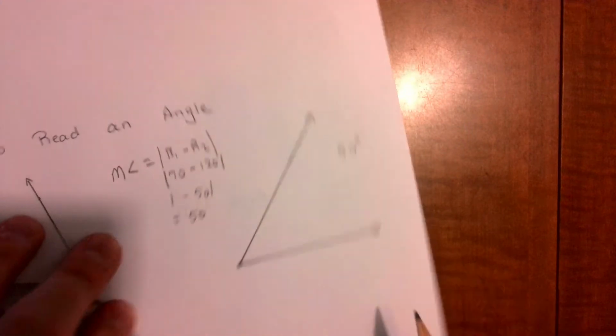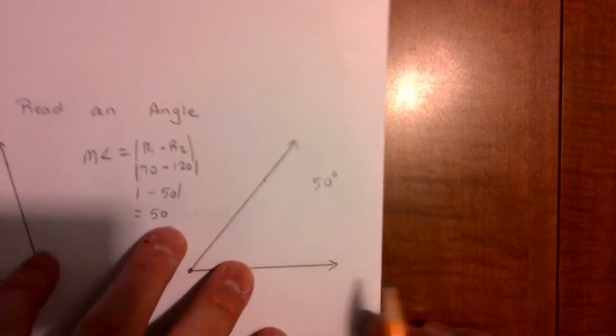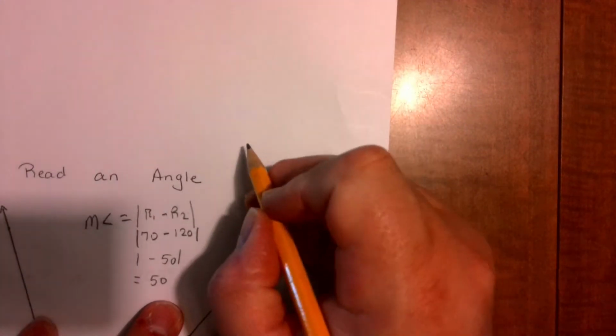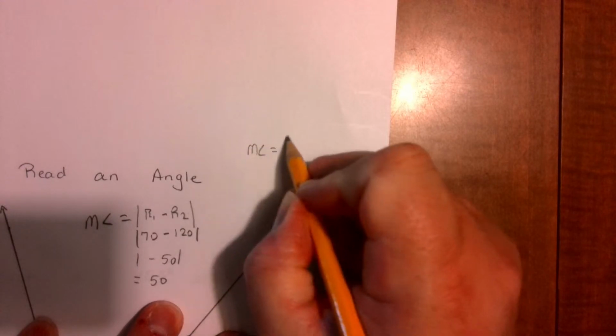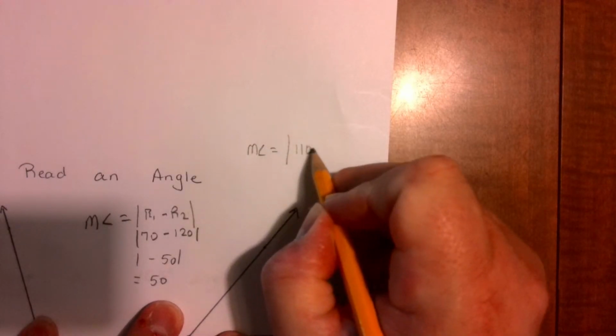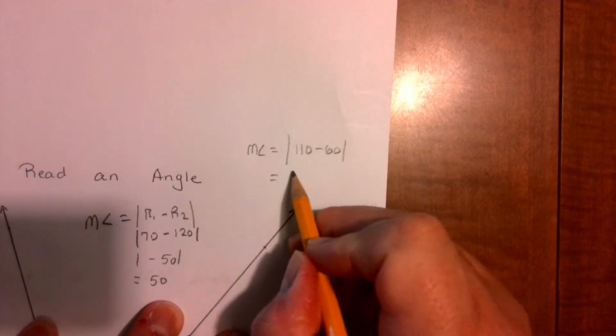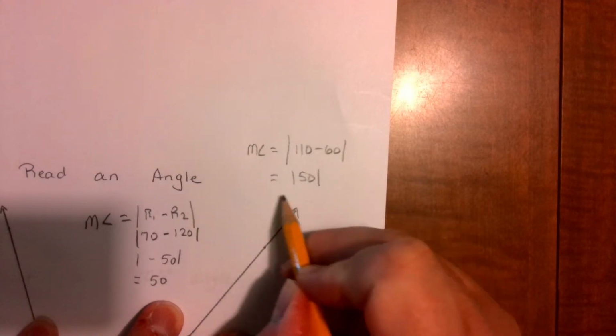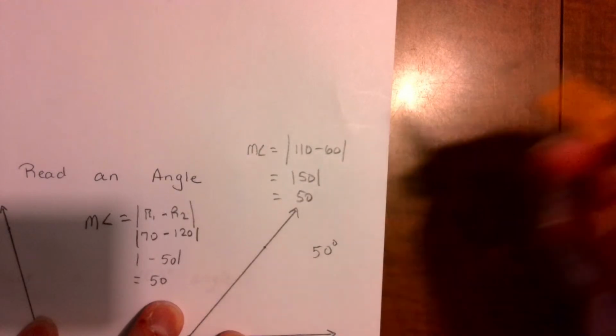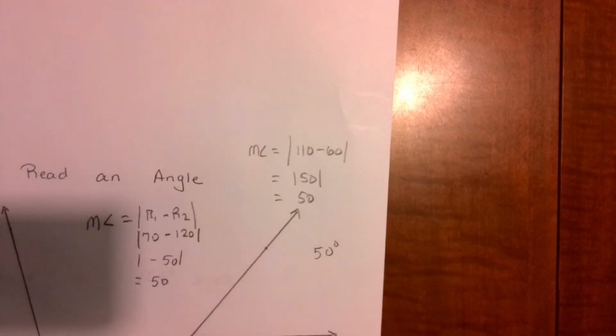So let's follow the same process here. Let's put it up here. So the measure of the angle would be the absolute value of 110 minus 60. So 110 minus 60 is 50. Absolute value of 50 is still 50. So that's how the protractor postulate works.